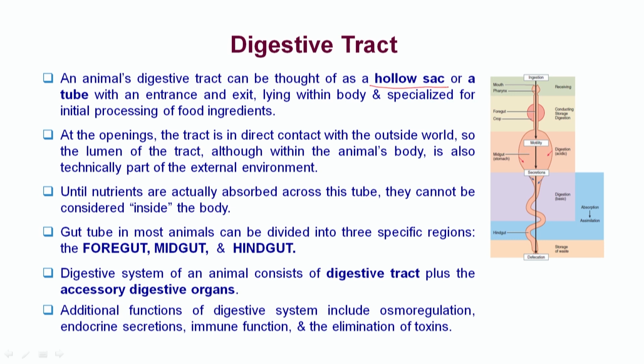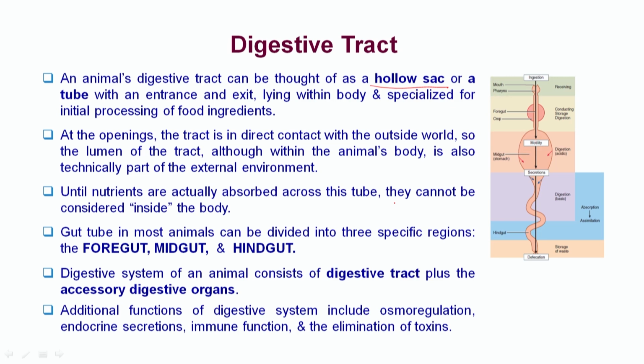The digestive tract in an animal can be thought of as a hollow sac-like organ or a tube with an entrance and exit, lying within the body, specialized for initial processing of the food ingredients. At the opening, the tract is directly in contact with the environment or outside world. So the lumen of the tract, although within the animal's body, is technically a part of the external environment. Until nutrients are actually absorbed across the tube, they cannot be considered inside the body.